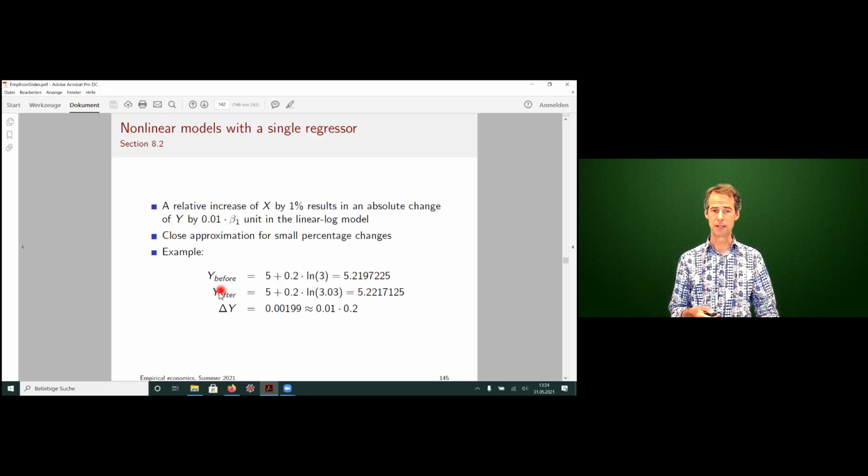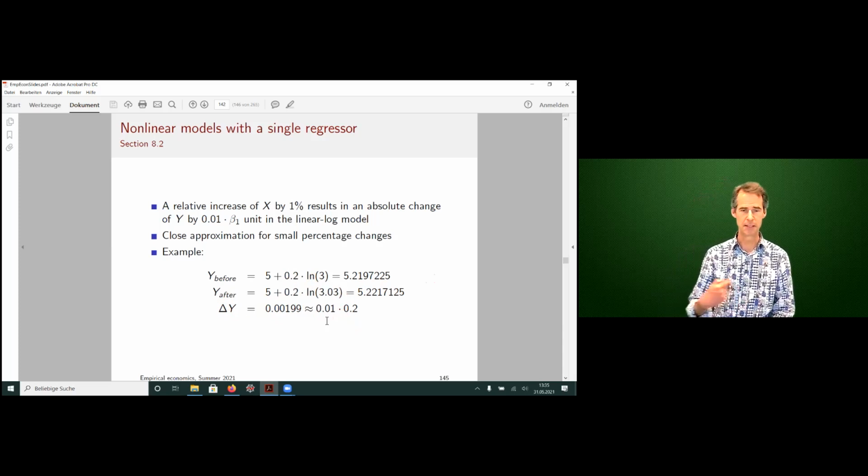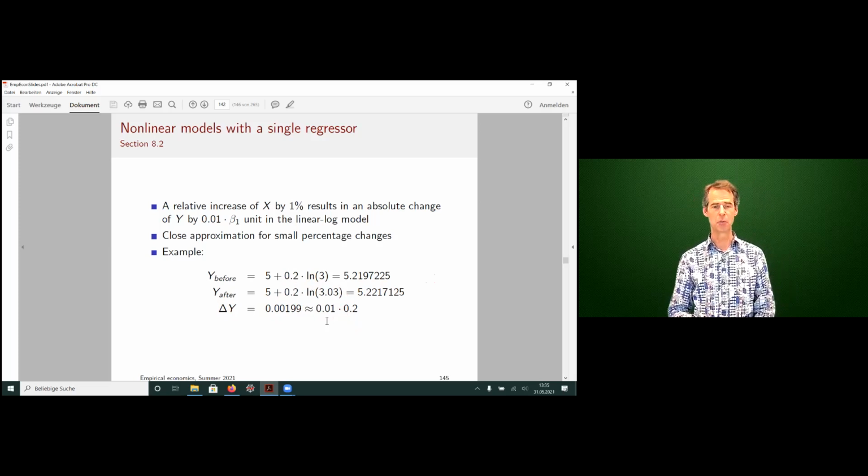We compute the new value of y, which gives us 5.2217. And the difference of the new value minus the old value is 0.00199, which is roughly 1%, because we increased x by 1% times beta 1. And beta 1 is the slope coefficient here. Okay, so that's the change. The interpretation of beta 1 tells us what the absolute change in y as a response to a 1% change in x is.